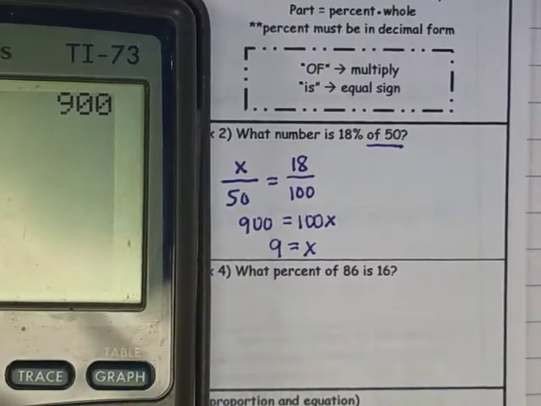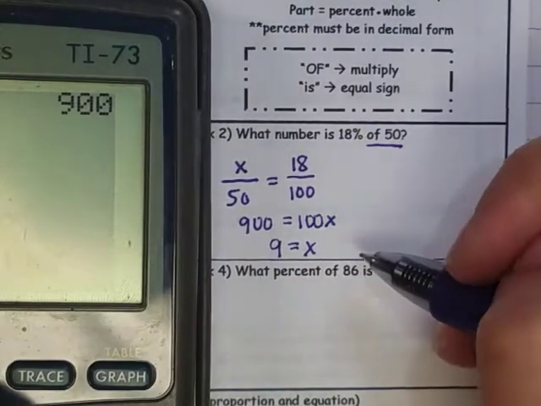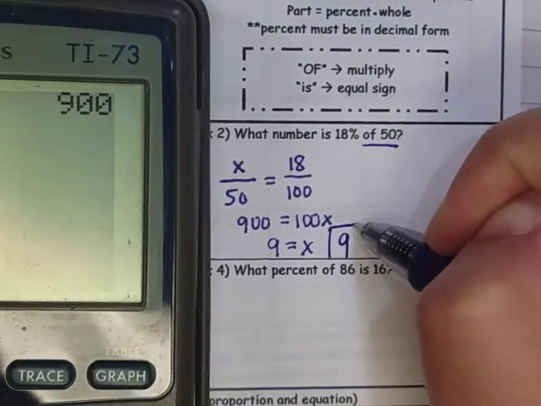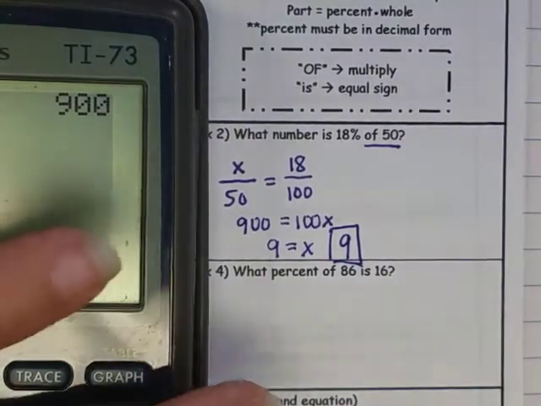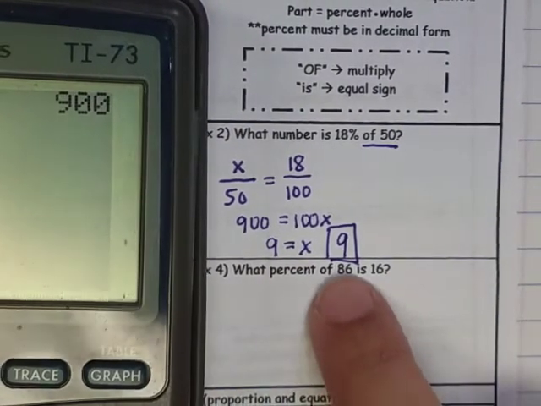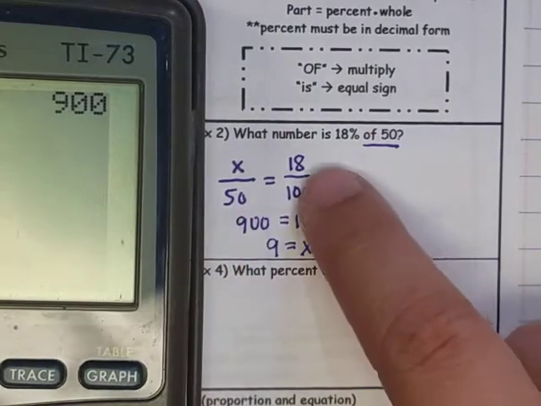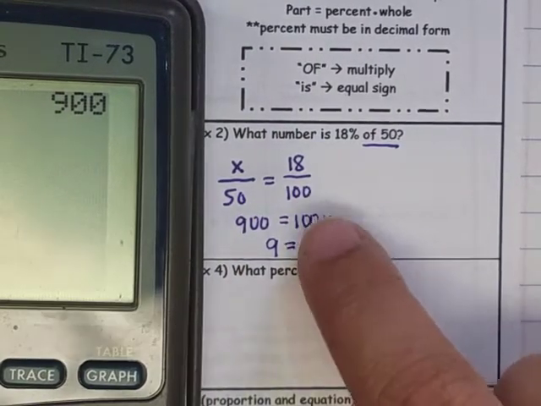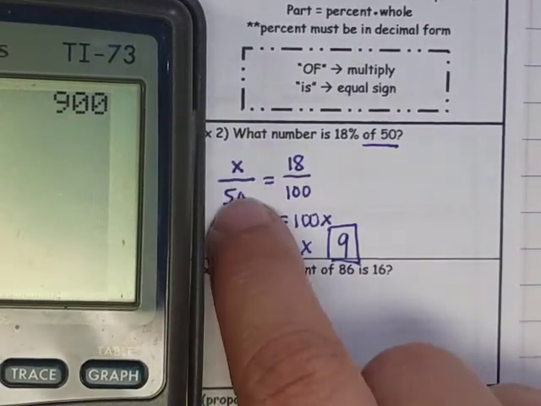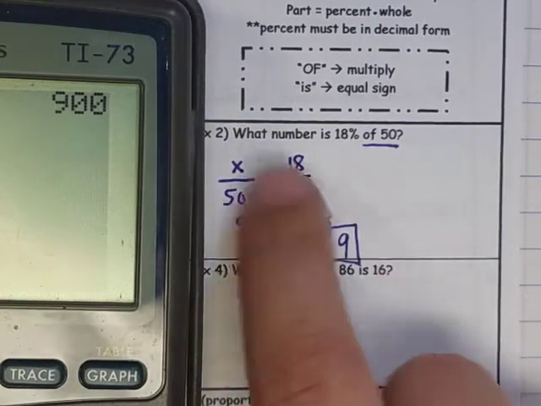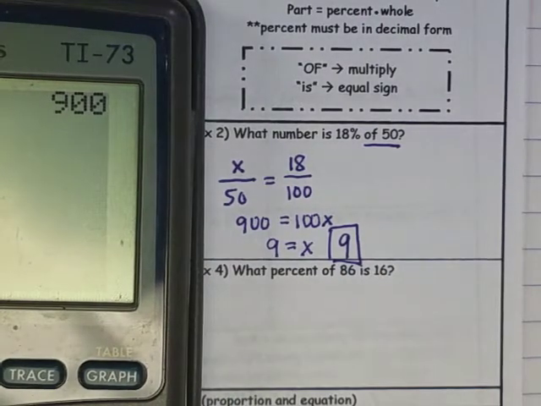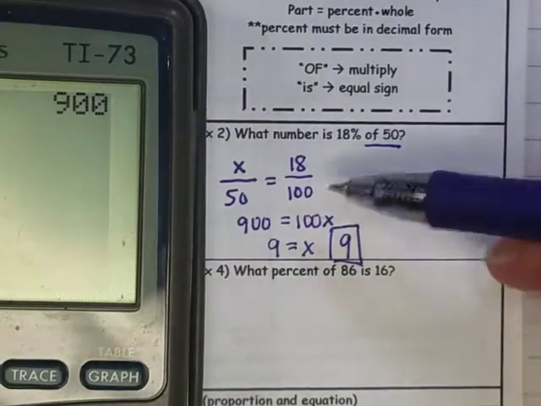So 9 out of 50 is 18%. And you can check it too. 9 over 50, is that equivalent to 18 out of 100? Well, 9 times 2 is 18, 50 times 2 is 100, so I know that 9 works. Those are proportional. So that's one way to do it with the proportion.